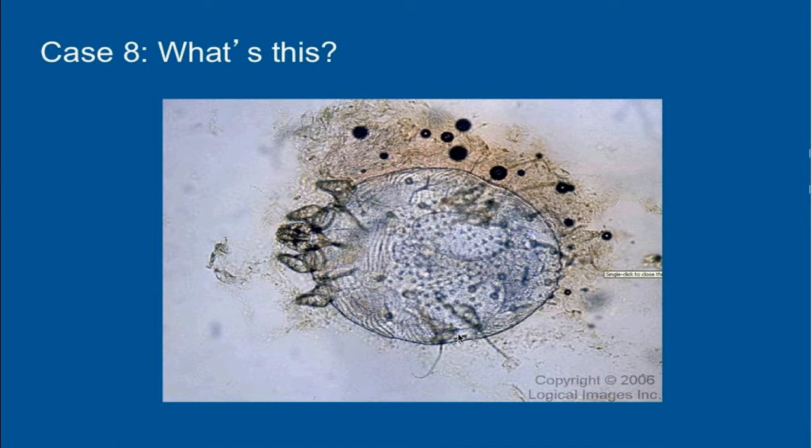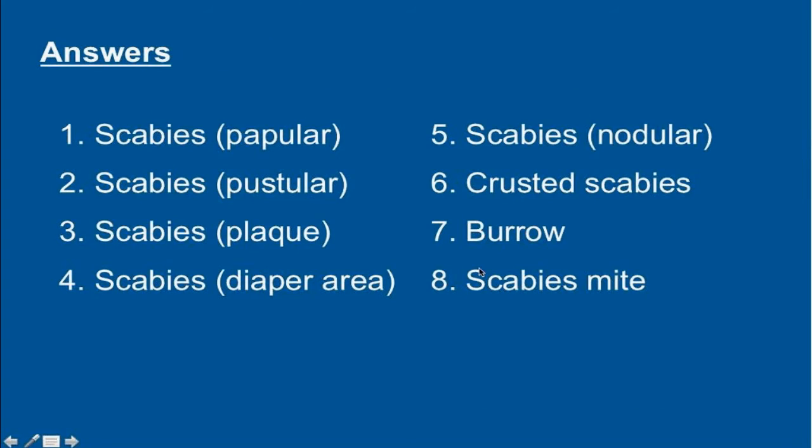And this is the causative agent in all those last 7 cases. This is a mite, and this is a female mite. You can see the egg inside of her. So this is a scabies mite. So the answer to the last 8 slides is scabies. Why am I showing you these cases?